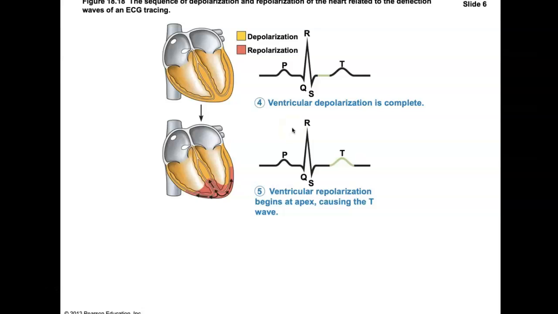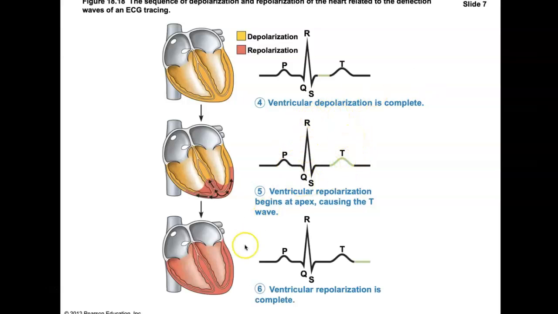Because atrial repolarization takes place during the period of ventricular excitation, the wave representing this atrial repolarization is normally obscured by the large QRS complex that's being recorded at the same time. And finally, we see that at this step in the sequence, ventricular repolarization is complete, so the ventricles relax.